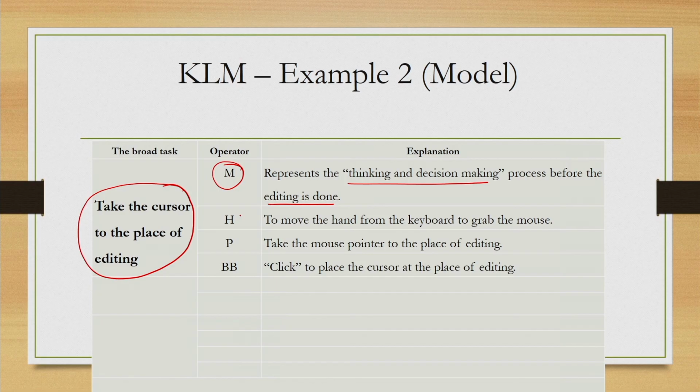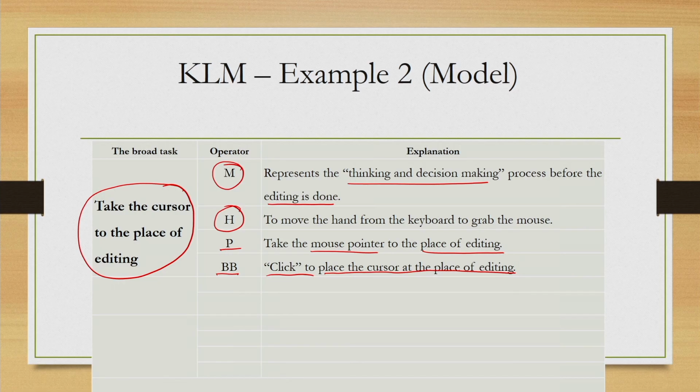Now, remember that you are typing. So, then your hand was supposed to be on the keyboard, and in order to use your mouse to place the cursor at the right place, you need to make a switch from your keyboard to the mouse, and that is taken care of by an H operator. This is followed by P, which essentially refers to taking the mouse pointer to the place of editing, and this is followed by BB, that is click the mouse so that the cursor is placed at the right position.